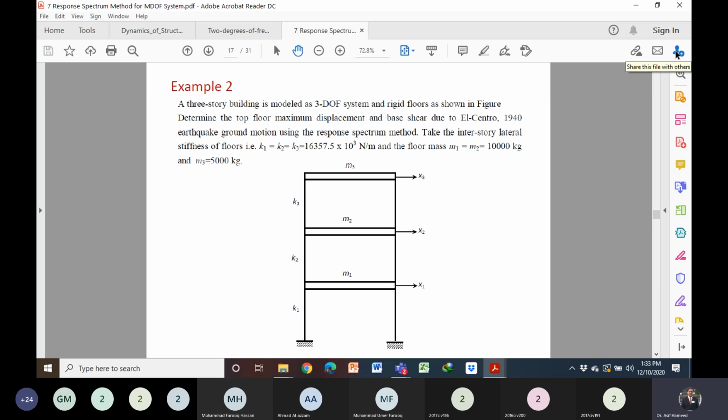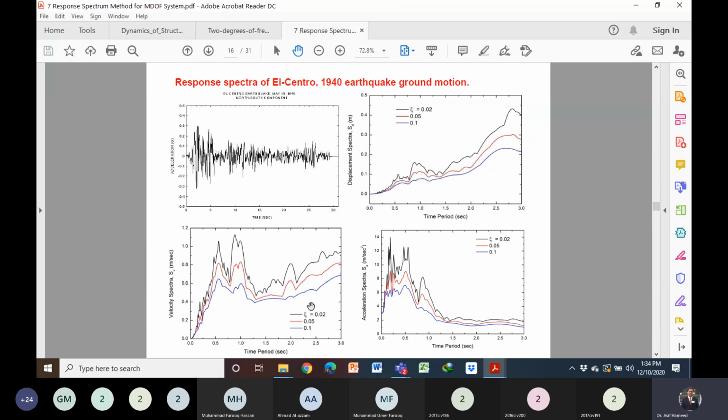Okay, we have the single bay 3-story frame. Story masses are given, story stiffnesses are given, and we have to calculate the top floor displacement and also the base shear because of the El Centro earthquake by using the response spectrum method. So if we have to use the response spectrum method, definitely we need the response spectrums for the El Centro earthquake. So these are the response spectrum which are given on the last page.